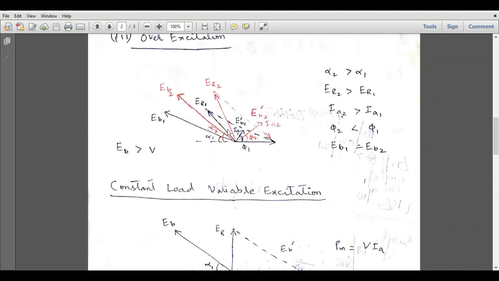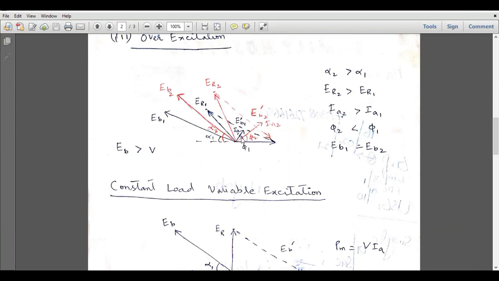So this will be the IA1 vector, which is lying at almost 90 degrees with the ER1 vector, and its magnitude will be small since the magnitude of ER1 is small. And this is ER2, and IA2 will also be lying at an angle of almost 90 degrees. So this is IA2, and its magnitude will be greater than IA1. This is the phi 1, and this is the new phi 2. So phi 1 was greater, and phi 2 has decreased.